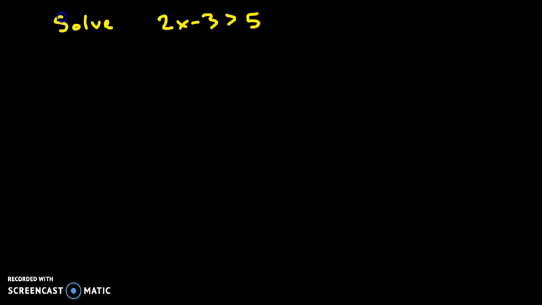All right, so I'm still trying to isolate the x, get that by itself. I'm going to add and subtract first. Well, I have a minus 3 right there that I want to move over to the other side. By adding 3 on the left side there, that gives me a 0. So now I just have the 2x there, still greater than 8.